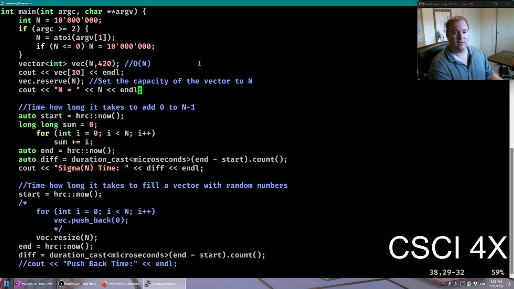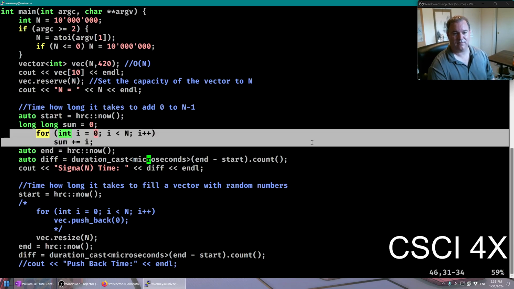Okay, so let's talk about this. If we're adding up all of the elements in the vector, and we have a million numbers in the vector, how many additions do we have to do? Assuming the optimizer is not going to optimize this away, which it might, because it knows all the values are 420. Assuming the optimizer is not going to come in there with its scissors and just give us the answer. If we have a million people in the vector, how many additions do we have to do? We have to do a million. Very good.